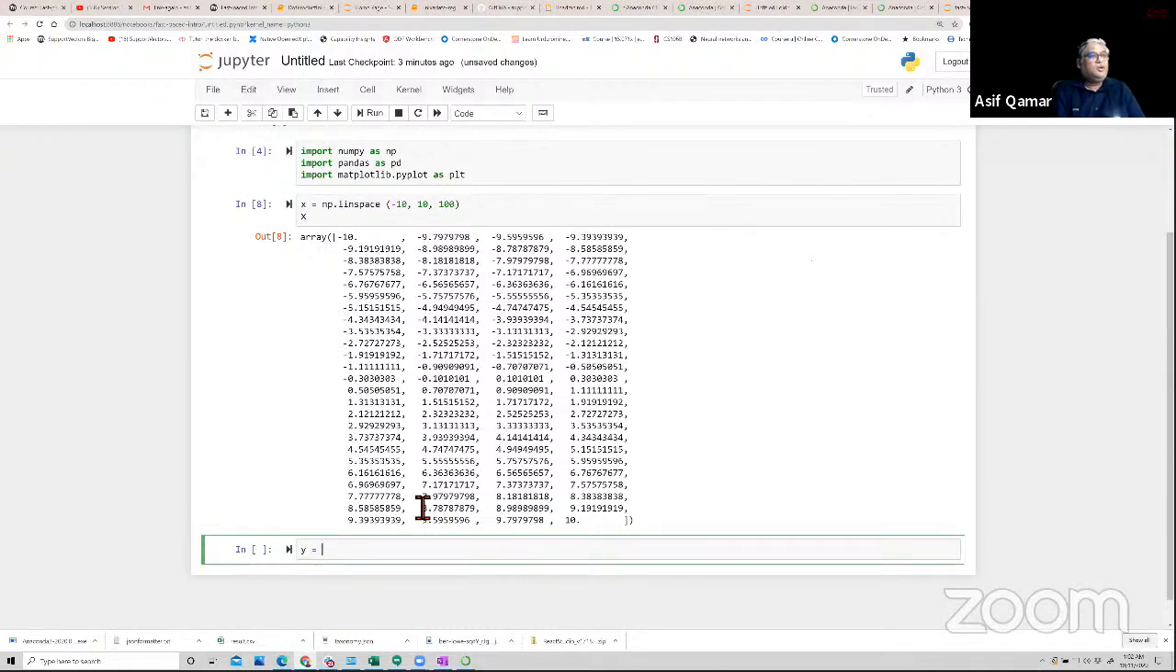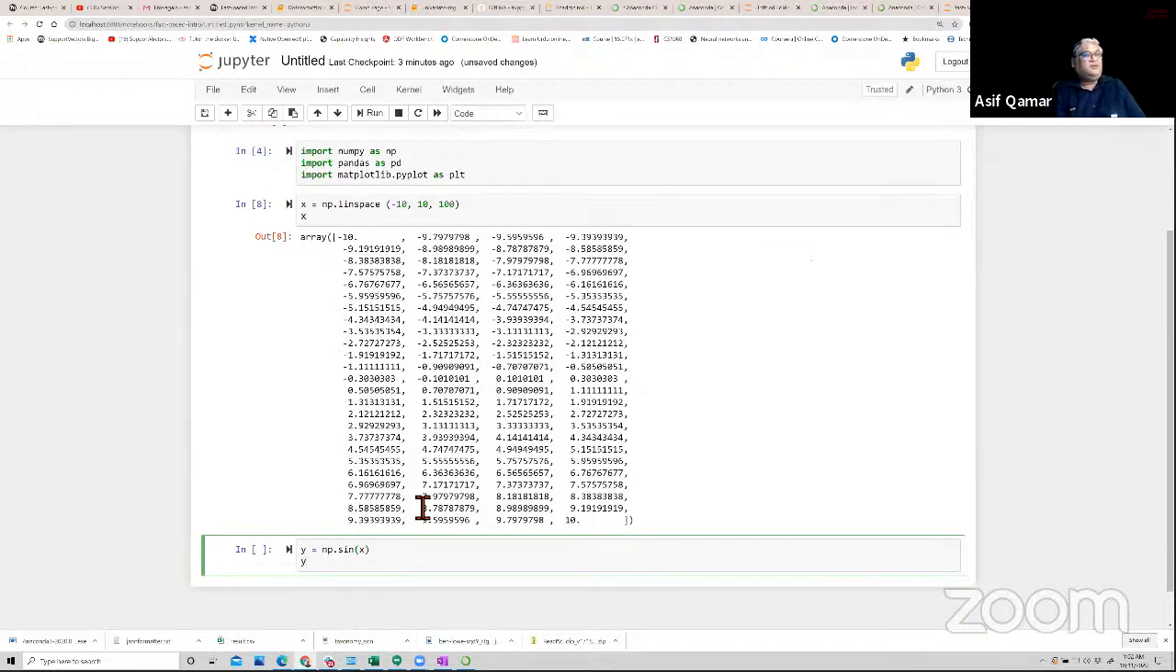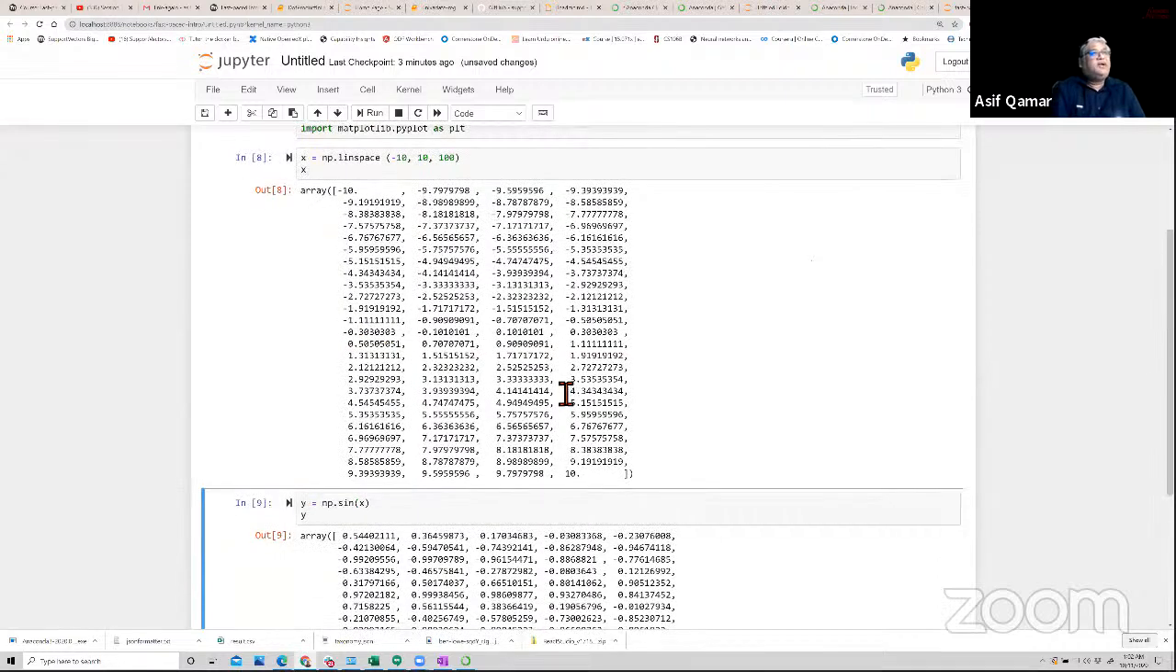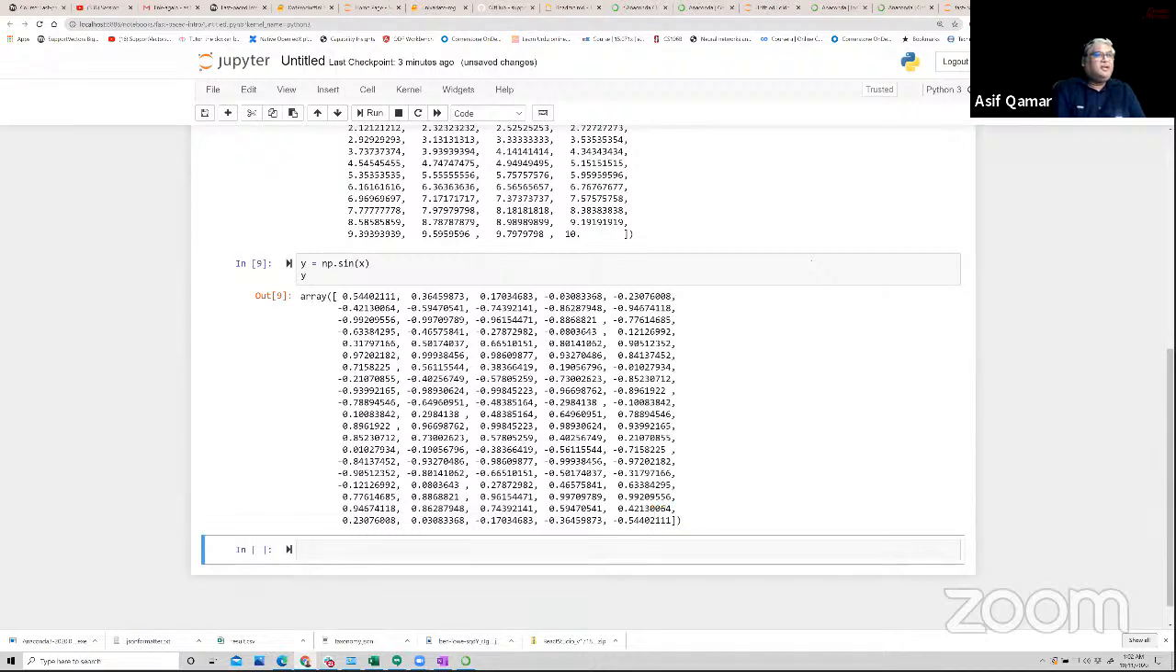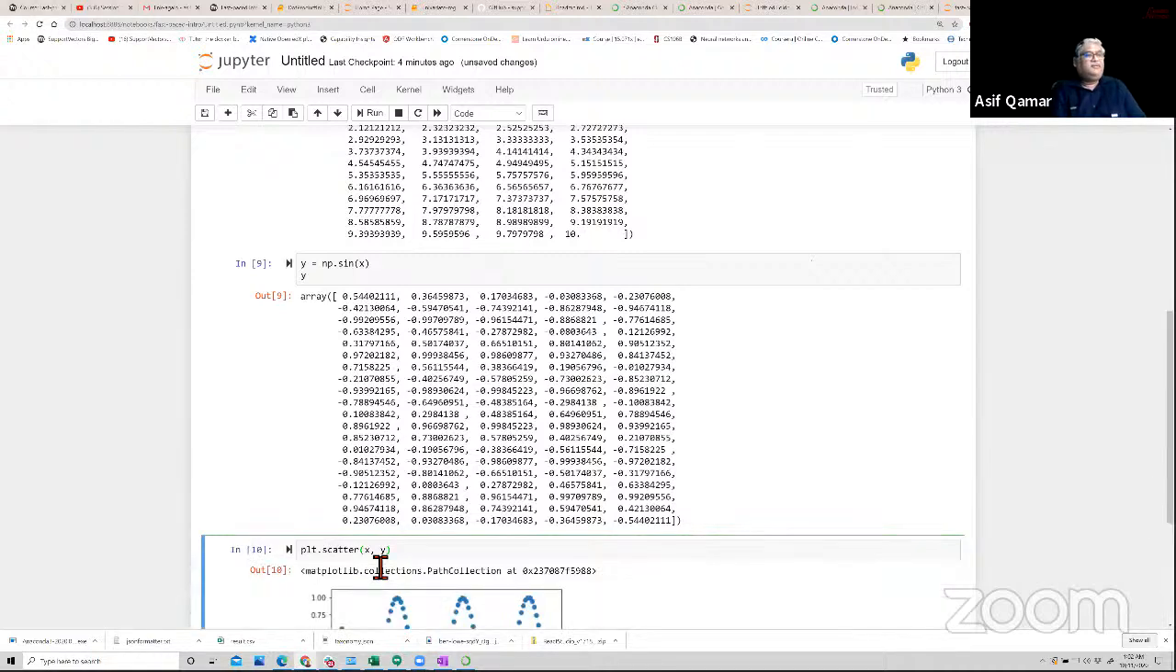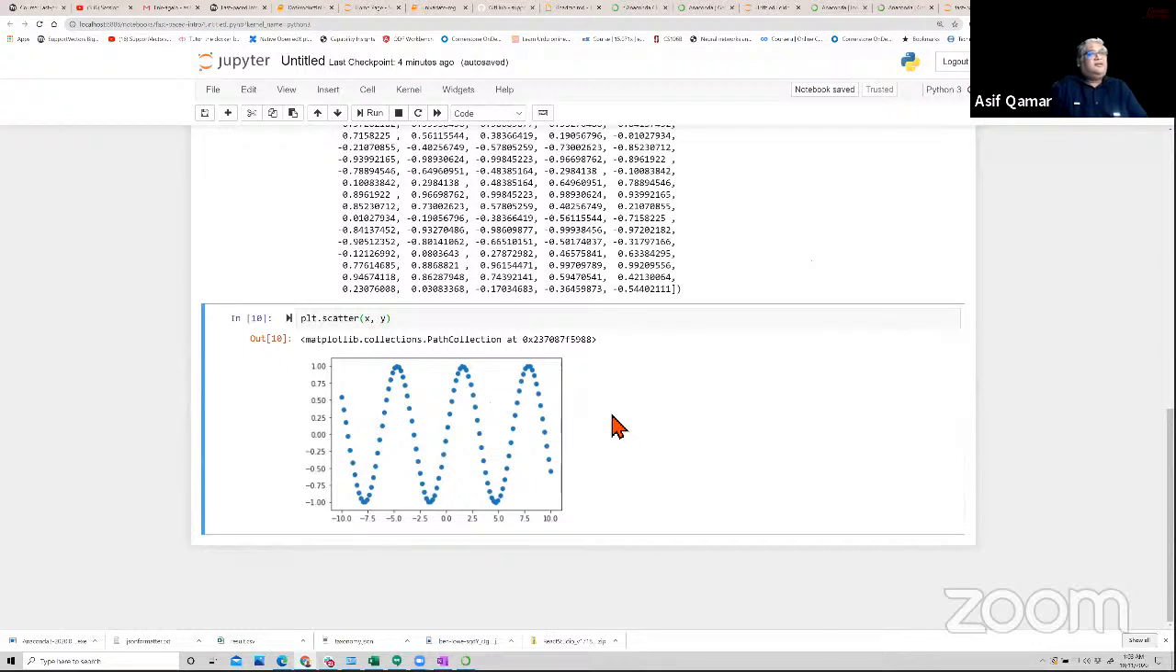So suppose y is equal to, let's take sine of x, np.sin of x, right? And let's see what y looks like. There we go. So for each value of x, it has computed the sine of x, right? So then you may want to say, okay, this is very good, but how about plotting it and seeing how it looks? So you would say plt.scatter, right? You make a scatter plot and you say x, y, right? That is it. And when you do that, amazing, see? Does it look like a plot of a sine wave, guys?